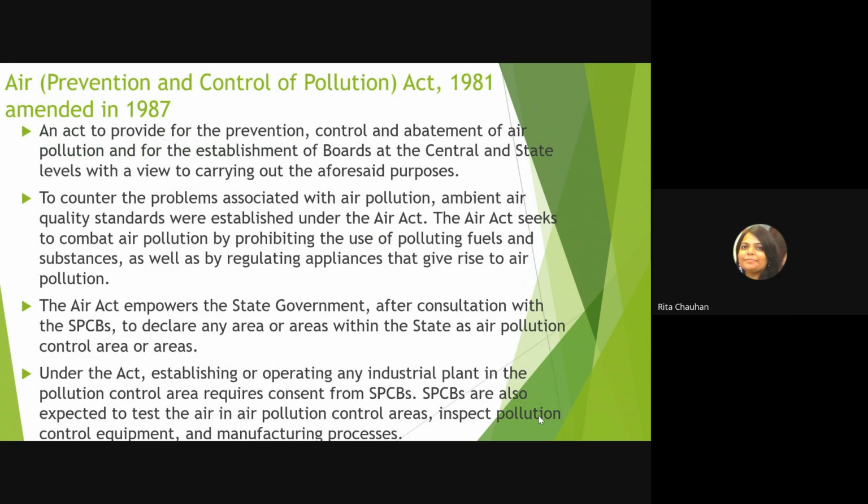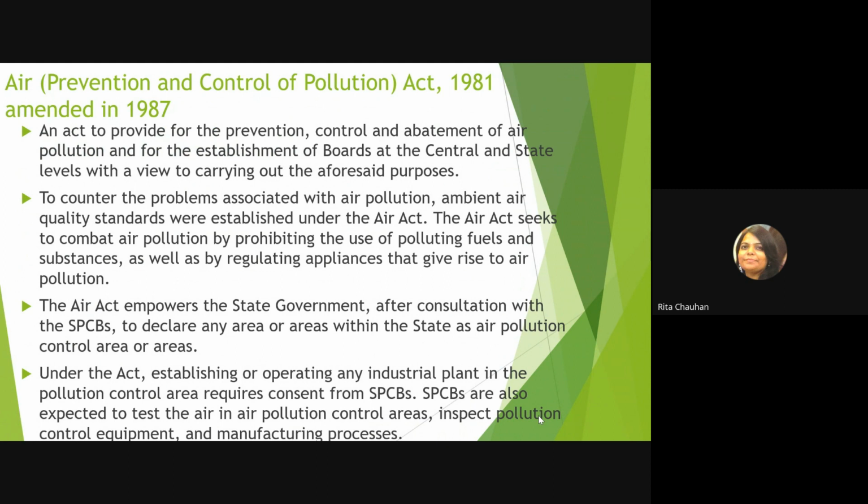Then we come to air. We have the Air Prevention and Control of Pollution Act that was enacted in 1981, and it was again amended in 1987. Similar to the Water Act, this Air Pollution Act is basically to prevent, control, and abate air pollution. Again, we have similar boards at central and state levels to carry out these functions. Air pollution arises at different levels: from vehicles, cars, buses, and public transport. So we need to control the appliances which release air pollution.